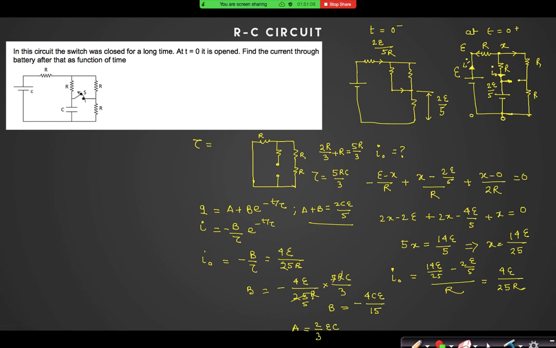I not is what will come out, but I am not interested to find the current at t equal to 0 only. I have to find I not into e to the power minus t by RC, at any point of time. This current is I naught and this is now the potential. I prime into e to the power minus t by tau.